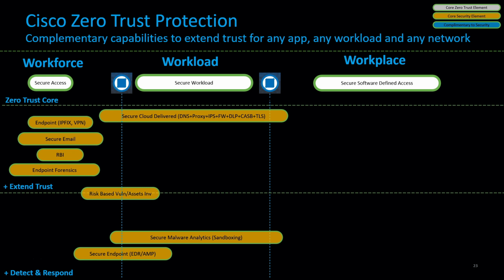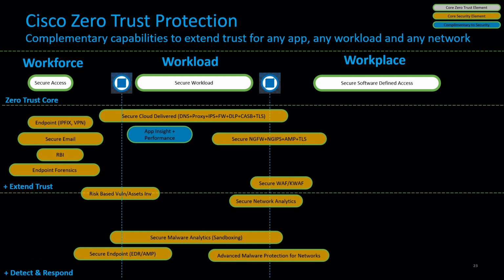You've got endpoint forensics. And so that extends some trust capabilities. Also, risk-based vulnerability asset inventory are also complementary here as well, but also fall under that detect and response capability. And so secure malware analytics and sandboxing, you can see how that stretches across. And then you got secure endpoint, EDR, endpoint detection response, advanced malware protection.